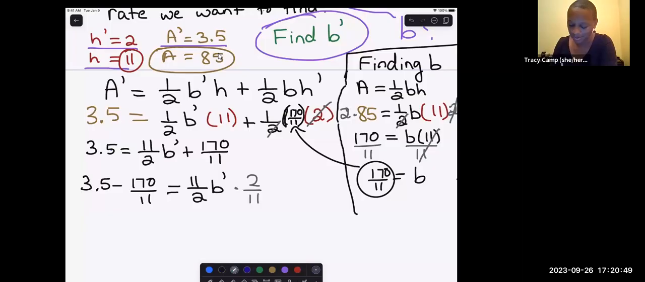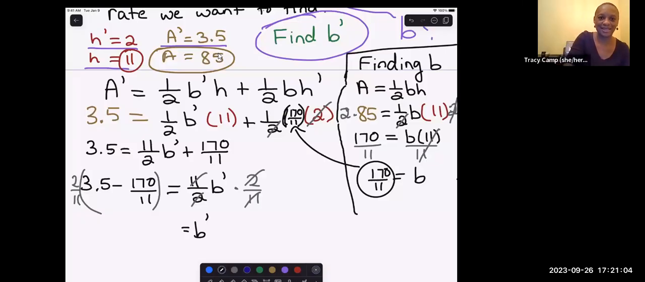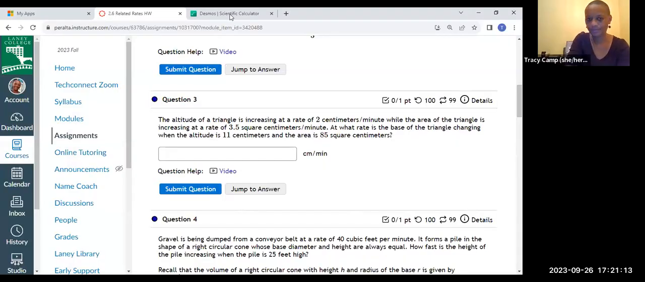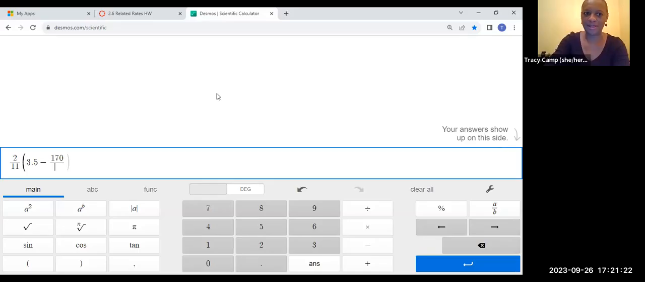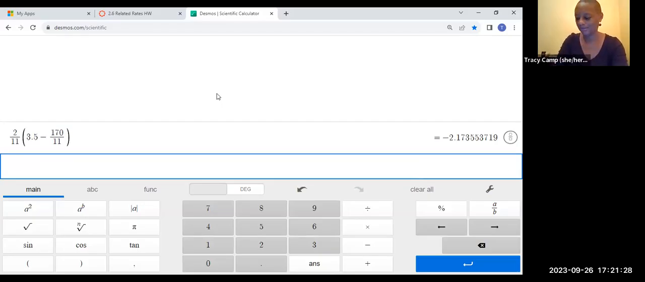This is so ugly and messy, but you know what? I don't care. Because I'm just going to use the calculator. Let's see what the calculator tells us. So I have 2 over 11 times 3.5 minus 170 over 11. What a mess, huh? My goodness. Oh, wow. Wow, does that make sense?